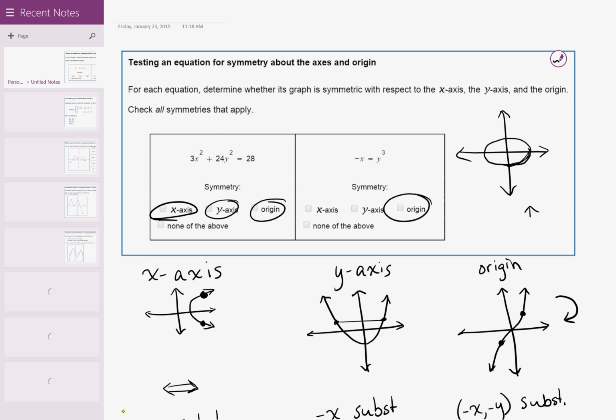The second one that we're given is a cube root function turned upside down. If I solve this for y, I get y is equal to negative cube root of x. So the second one is a function. The first one is not.